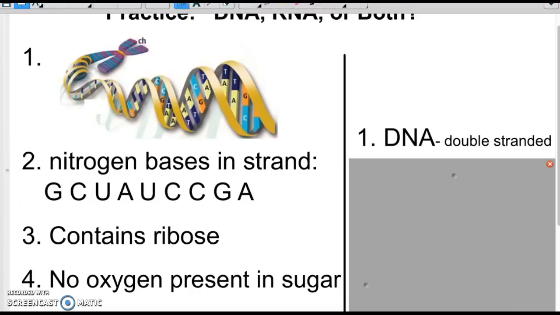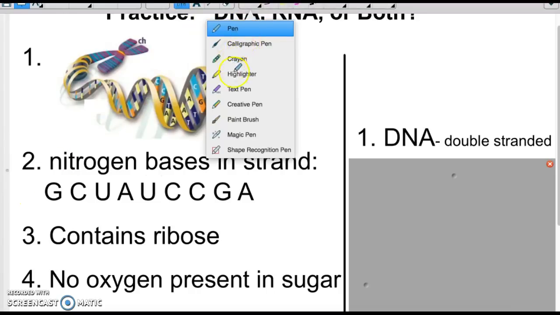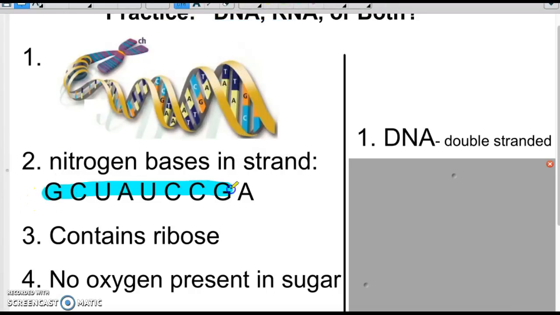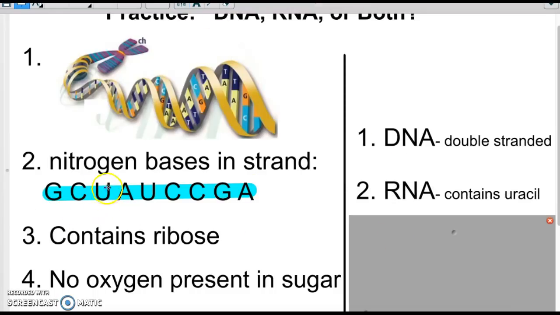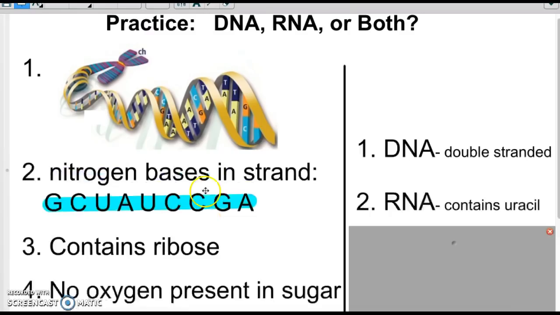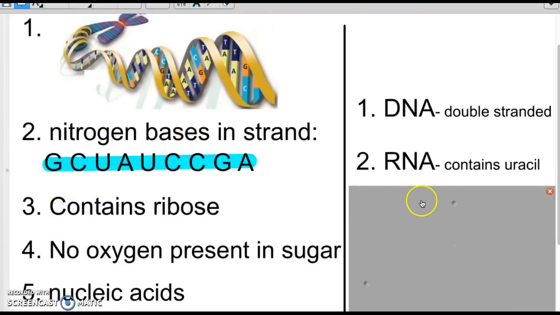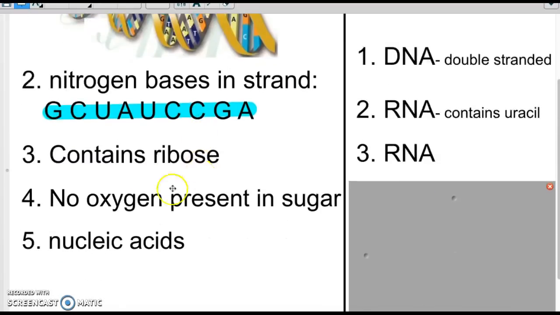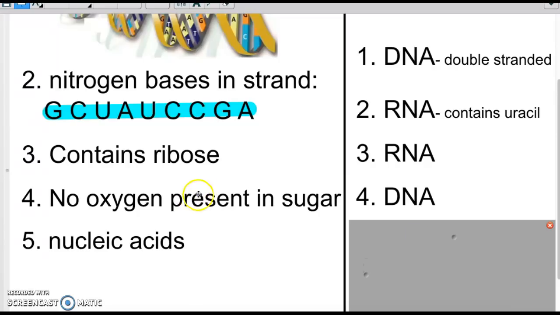So what is this? Number 2, is this RNA or DNA? The answer would be that it's RNA because you see U's, uracil. Contains ribose. Which one? DNA, RNA, or both? The answer should be RNA. No oxygen is present in the sugar. That would be DNA. Deoxy is a root word, and is a nucleic acid.